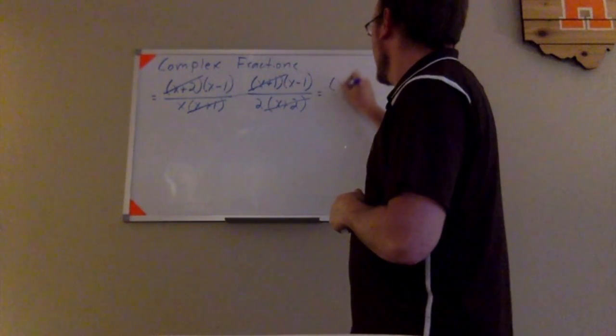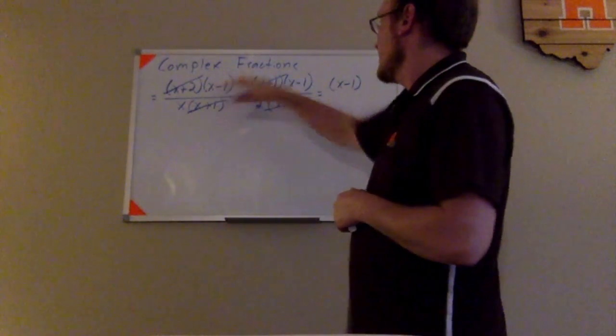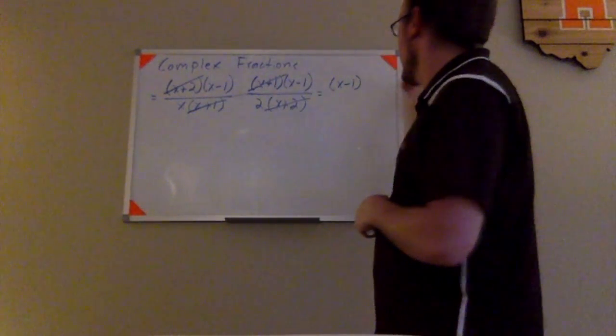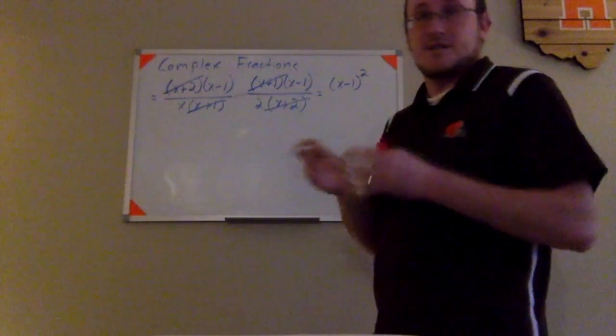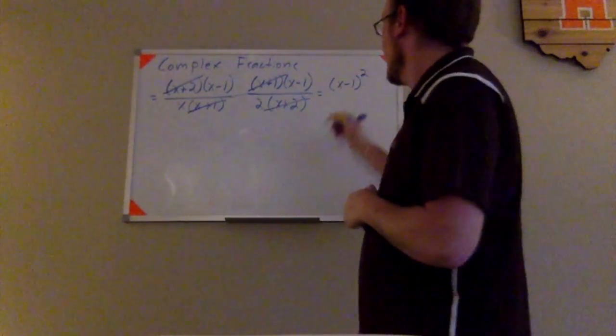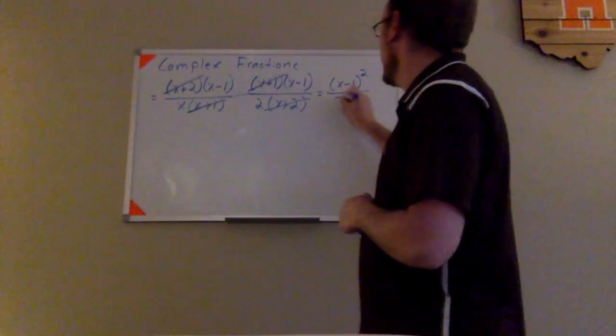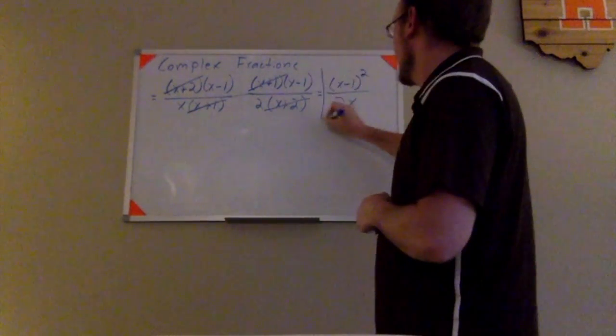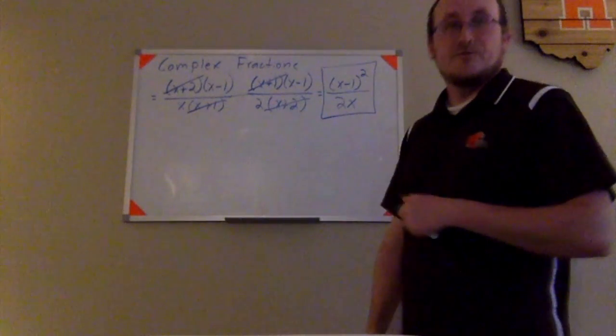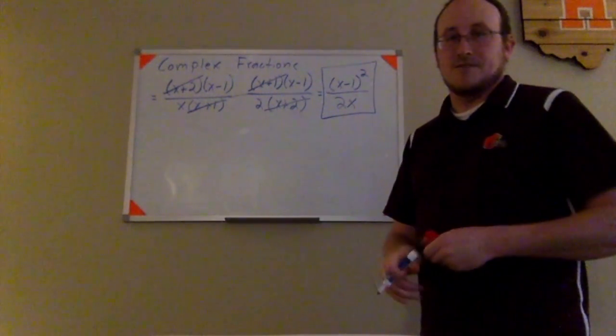leaving me with x minus 1 times another x minus 1. I could write it twice, or I could actually just do this and write it as x minus 1, that quantity squared, in the numerator. And it looks like in the denominator I'm just left with an x and a 2, which would be 2x. So this should be our simplified form of that complex fraction.